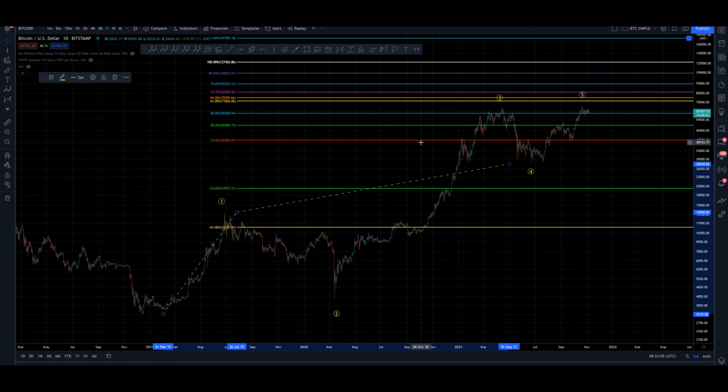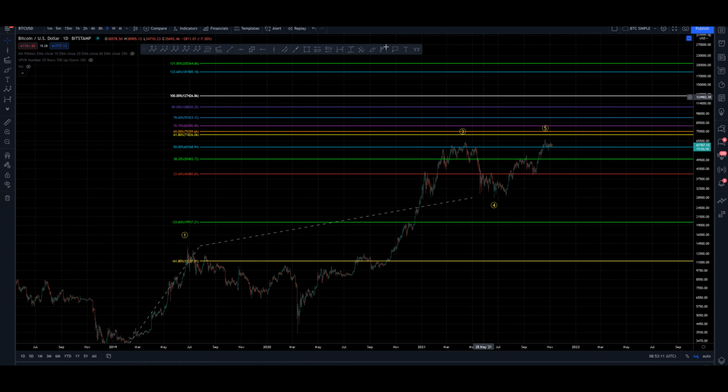This is very common, very common. So that puts the target for wave 5 up at, this is in log scale obviously, it is completely irrelevant in linear scale, as the wave 3 did not extend to 1.618 or slightly beyond. It extended far beyond the 423.6.